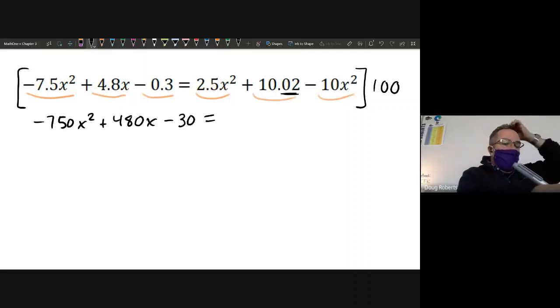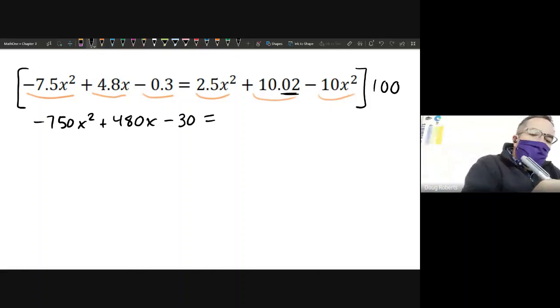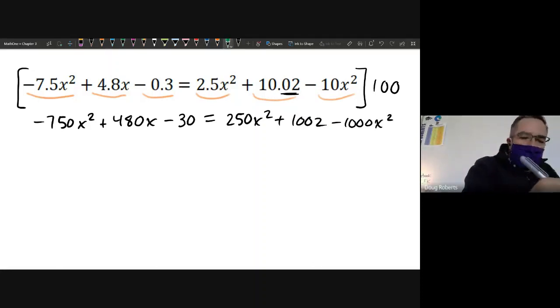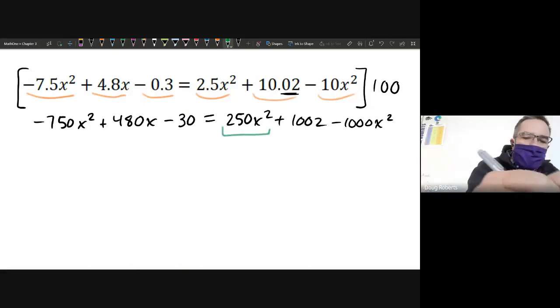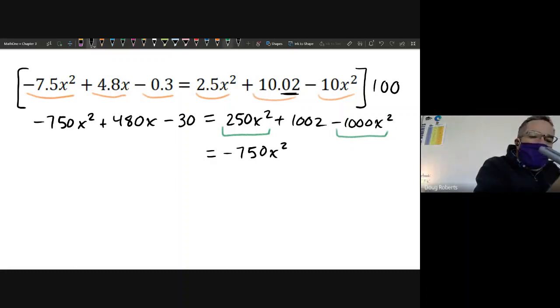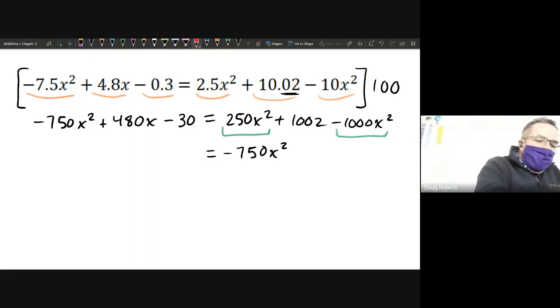What's the first term? Yep. The next one is 1002, and then I've got minus 1000 x squared. I will point out on the right-hand side, these two are like terms, and conveniently, when I combine them, I get exactly negative 750 x to the second power. And the reason why that matters to me is, yeah, precisely, this will combine with this.